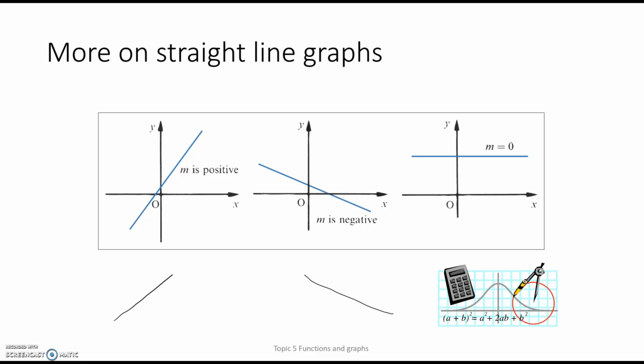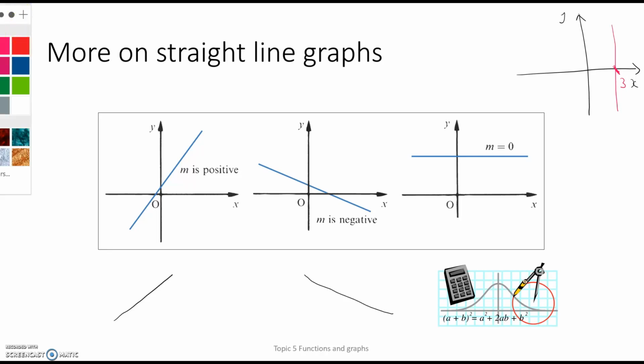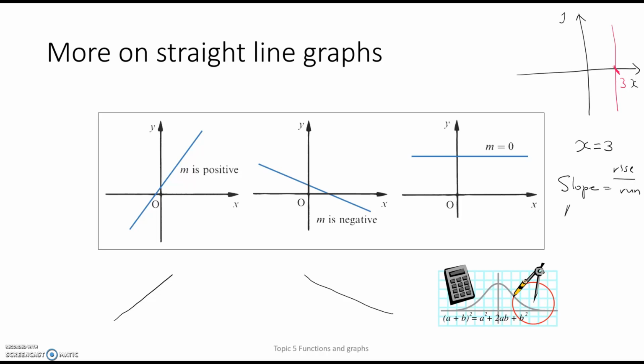Now, you might ask the question, what about a line that goes vertically, say? What about that one? And maybe it goes through 3. What about the line x = 3? What's the slope of that? Well, one of the things you may know from school is that the slope is the rise over the run. It's the change in the y over the change in the x.